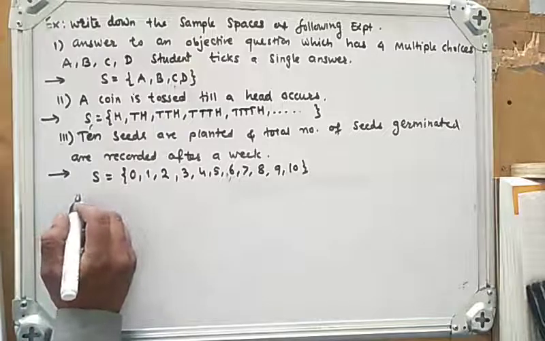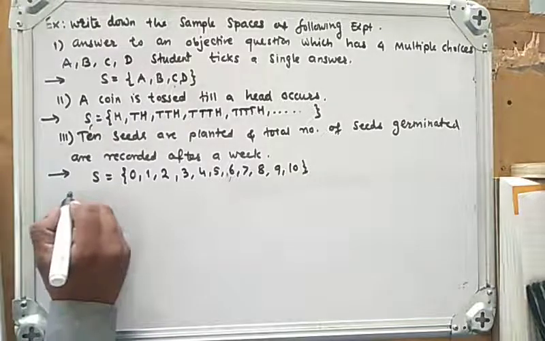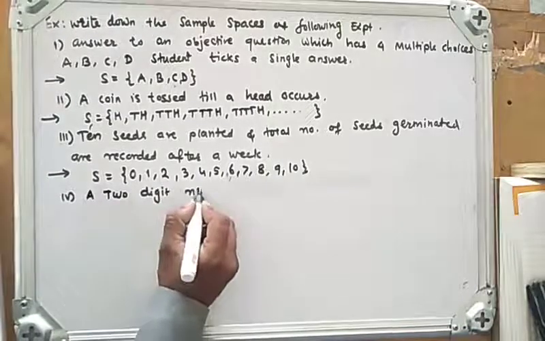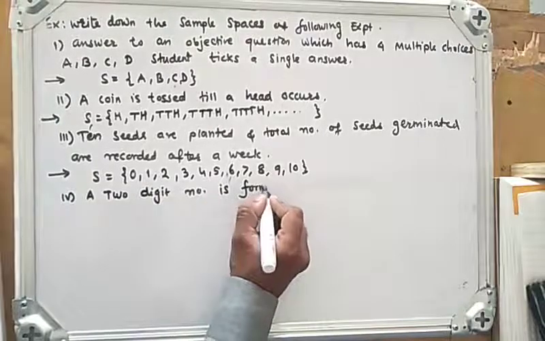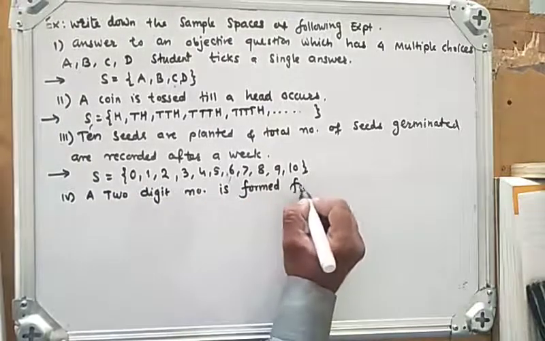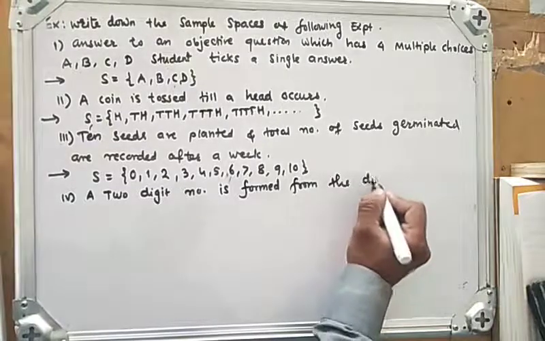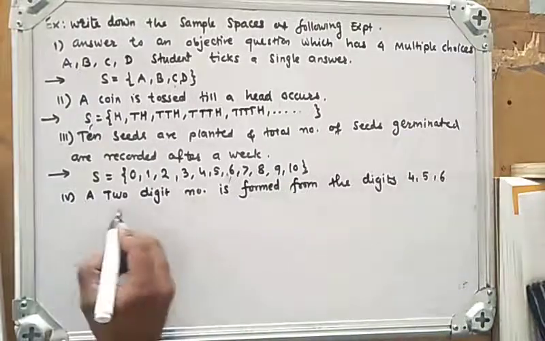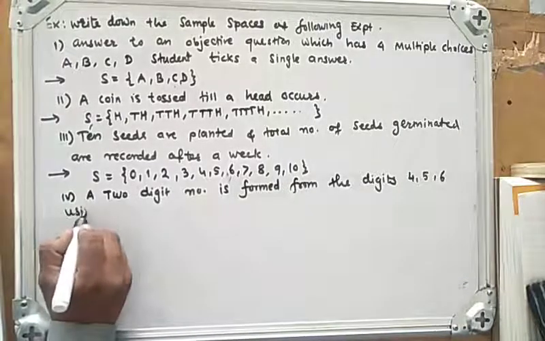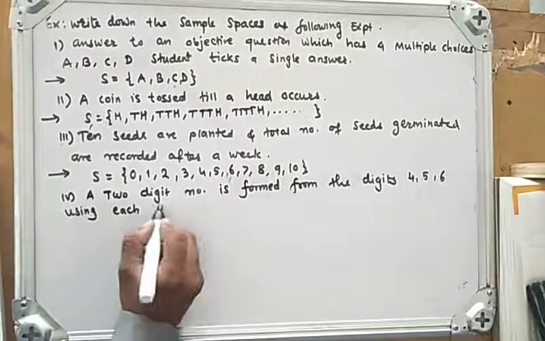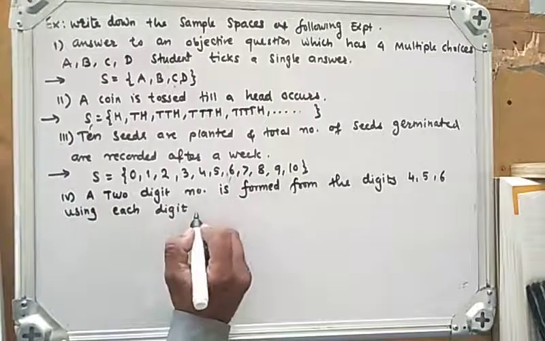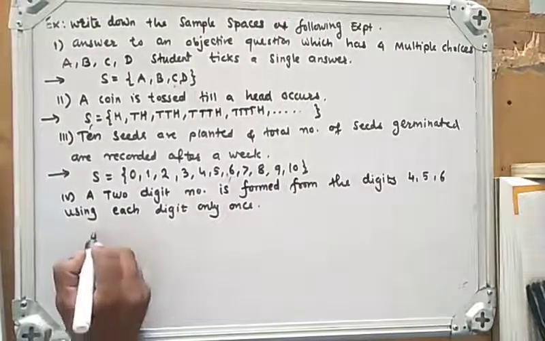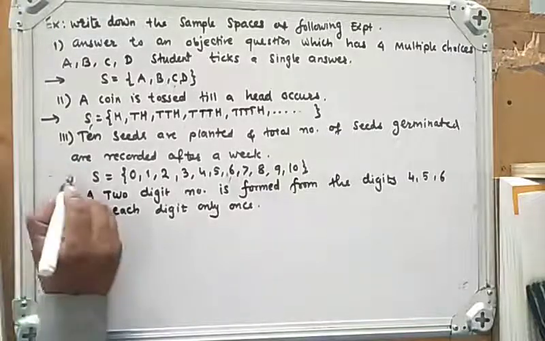Now the next example: a 2-digit number is formed from the digits 4, 5, 6, using each digit only once. So what is the sample space?